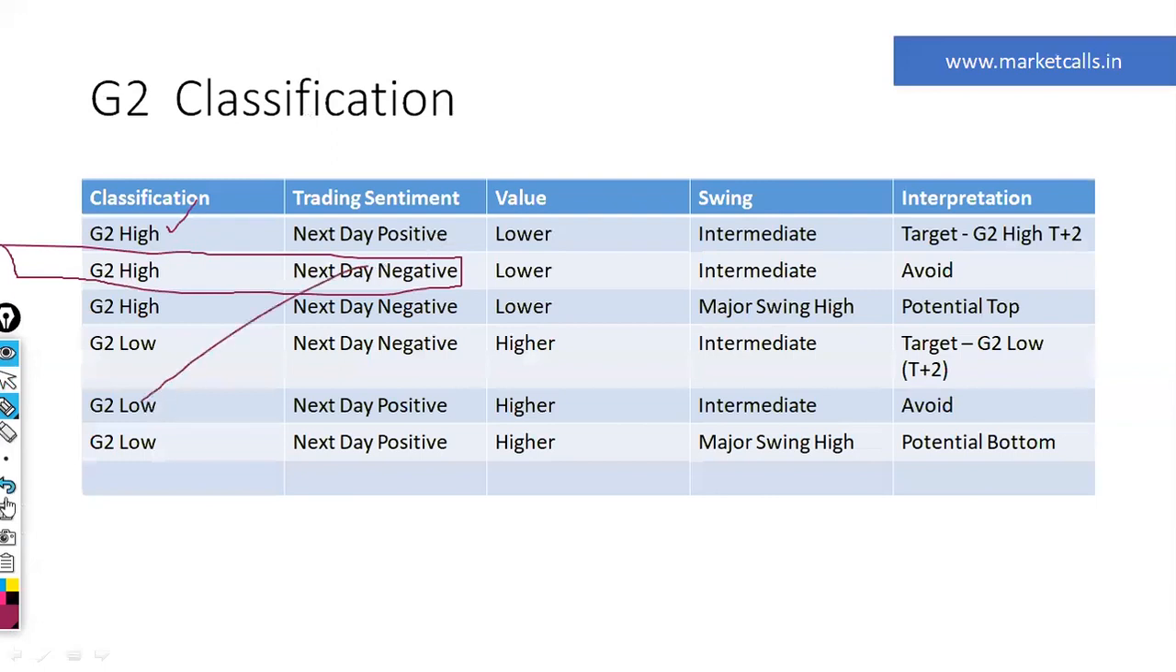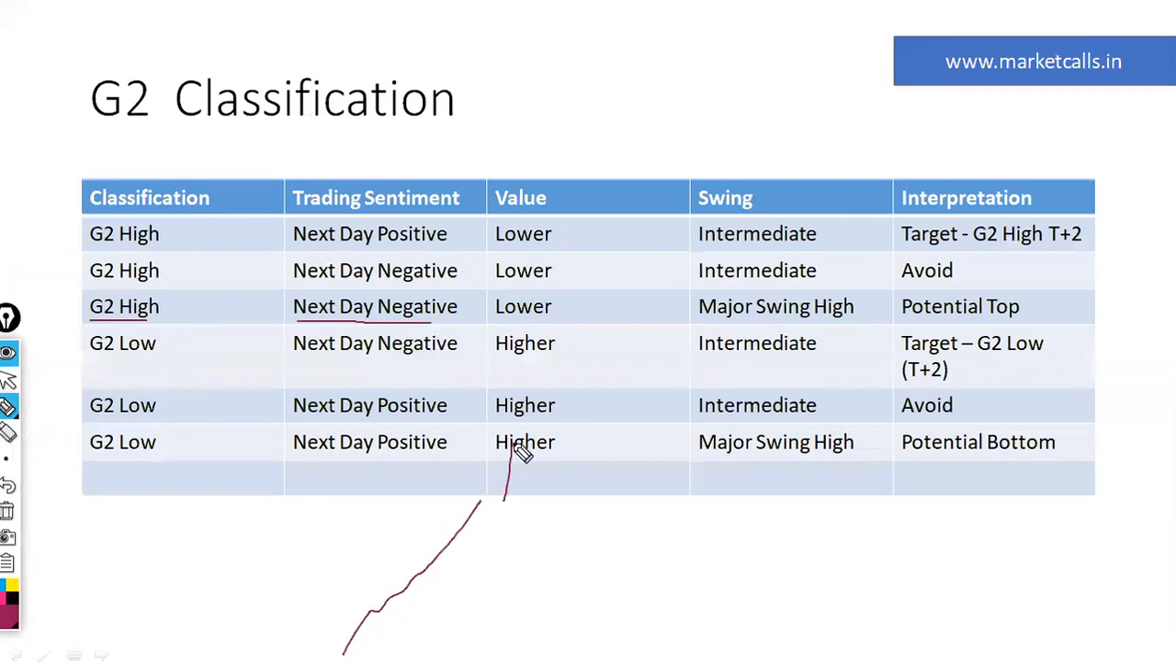And in fact, at times it helps you to take a trade also. If that G2 high, the next day it is negative, it means a market swing is coming in. One of the days you are getting this pattern. It's a G2 pattern. It's a G2 high.